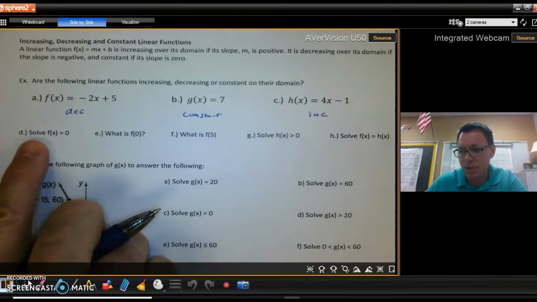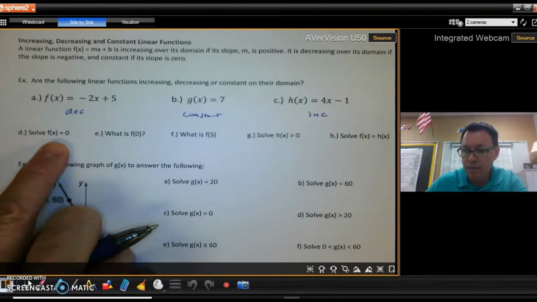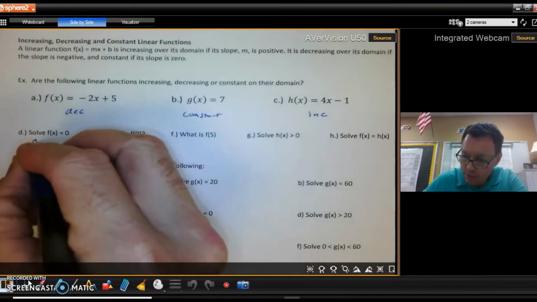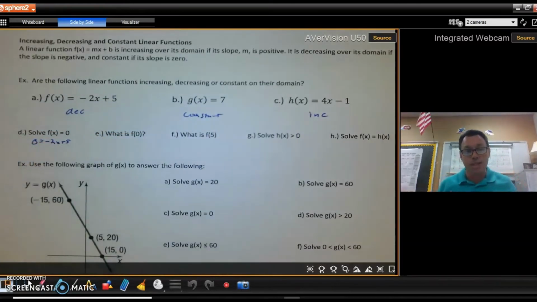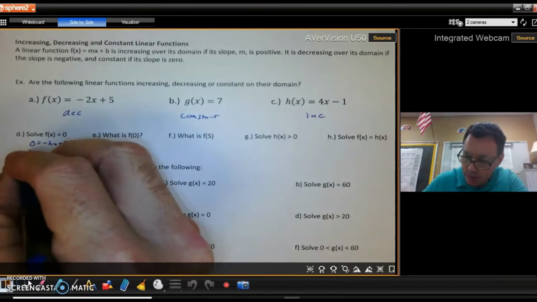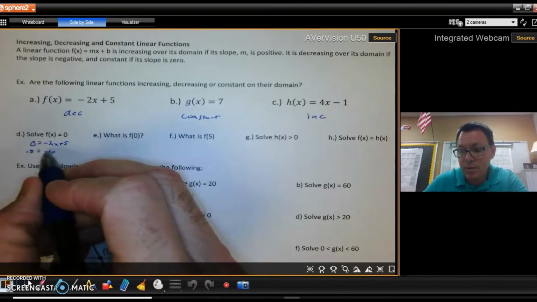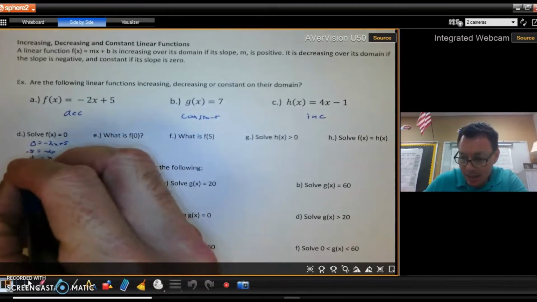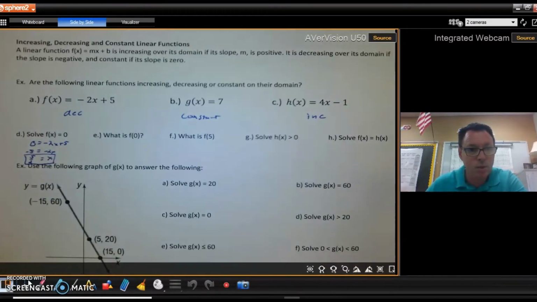Now, given those functions, we're going to ask some questions about them. Like, for example, solve f of x equals 0. When does that function equal 0? Well, if I replace the f of x symbol with a 0, 0 equals negative 2x plus 5, I can solve and find what x value will create a 0 in this function. If I move the 5 over, negative 5 equals negative 2x, so x equals negative 5 over negative 2, which is positive, and I'm just going to leave it as 5 halves, or 2.5.